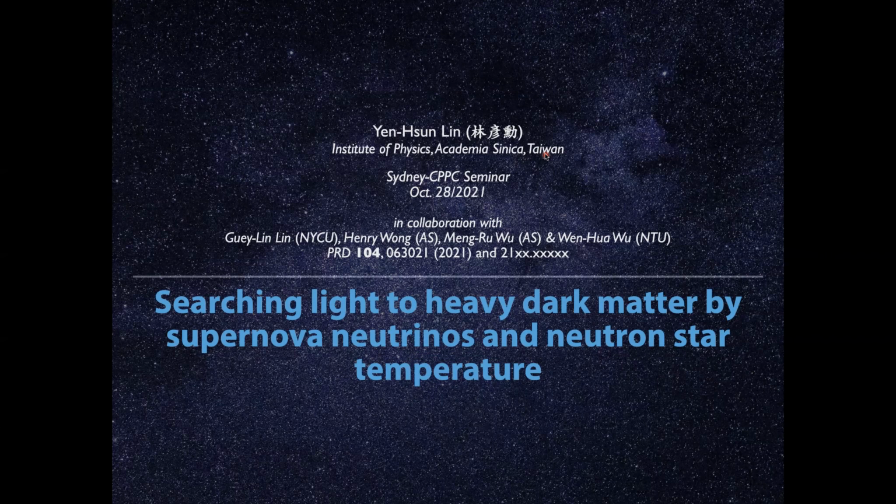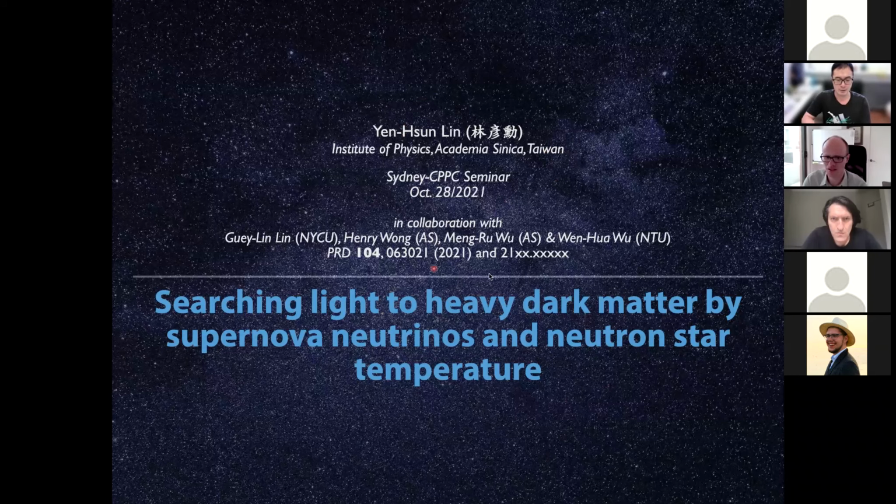Thanks. Thank you for the introduction. So good afternoon, everyone. My name is Yen-Hsun. This is the talk I want to share with you today. Basically, in the following talk, I would like to tell you the story of how we use the supernova neutrino and neutron star temperature to probe dark matter from light to heavy. This project is working with my collaborators listed here. We just published one paper, and we hope we can finish another one by the end of this year.